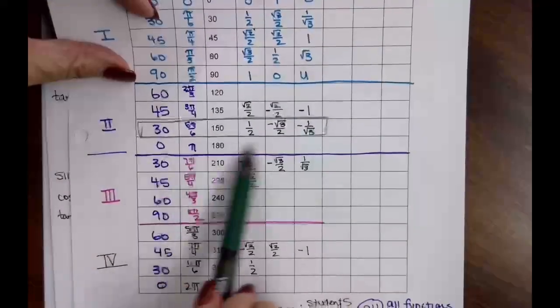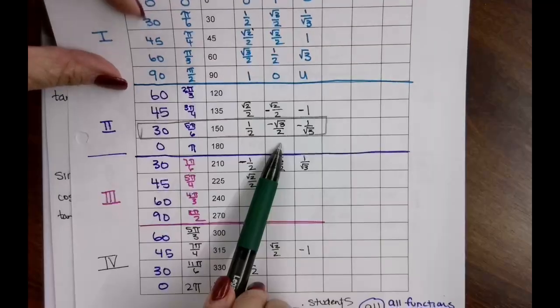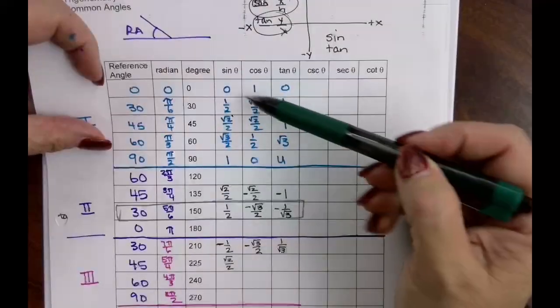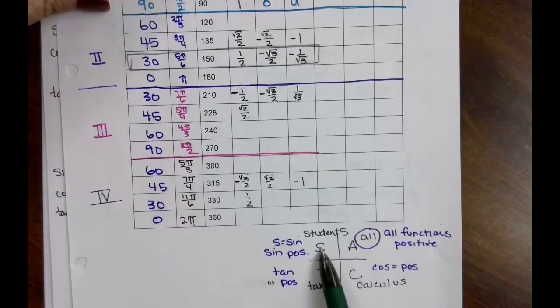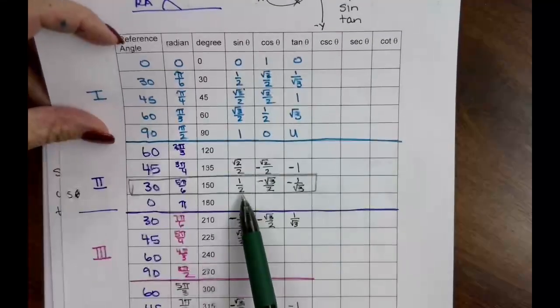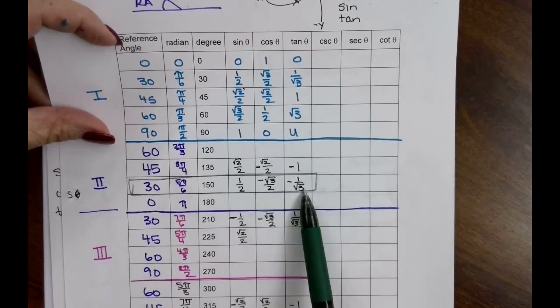When I go in here and fill out my chart, here's what I have. If you remember, this column is sine, and then cosine, and then tangent. I said down here in quadrant 2, All Students Take Calculus. In quadrant 2, sine is the only thing that's positive. Well, that's what I have. Sine is positive, and the other two are negative.